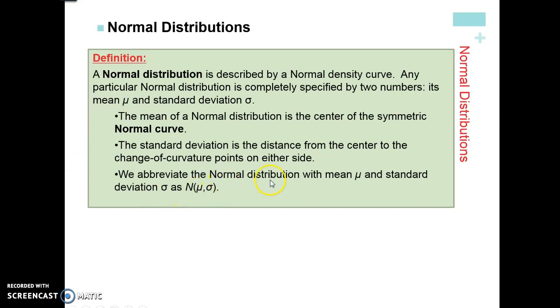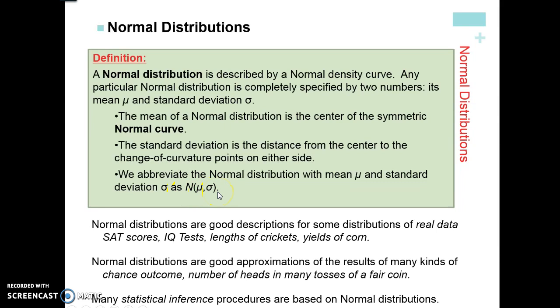So if you're discussing above or below, you specifically want to make sure that you state what you're talking about. We abbreviate the normal distribution with mean, mu, and standard deviation, sigma, as N, and then you put in the mean and the standard deviation. So when you start to work with normal curves and we start to make some probability statements with them, at the top you're always going to want to put this notation right here, that we're specifically talking about a normal curve with a specific mean and standard deviation.